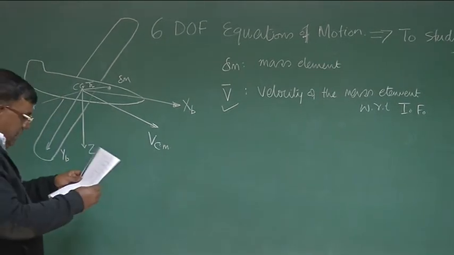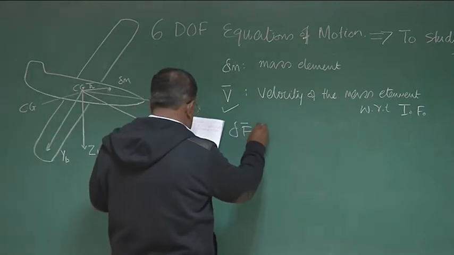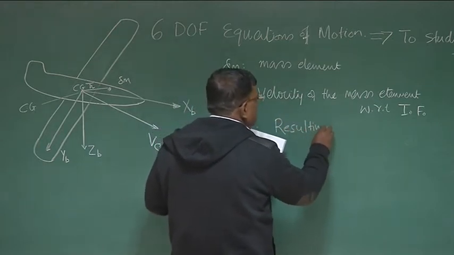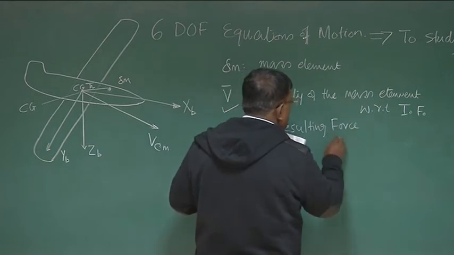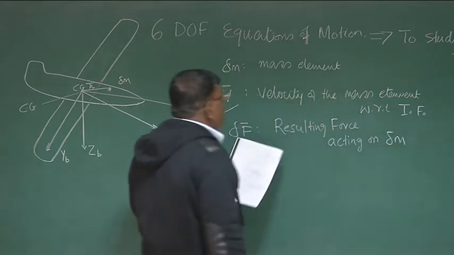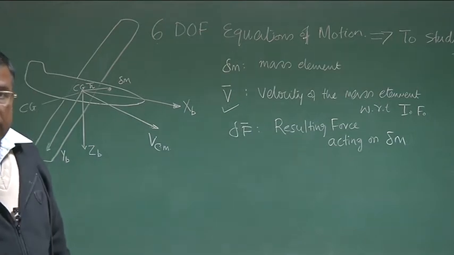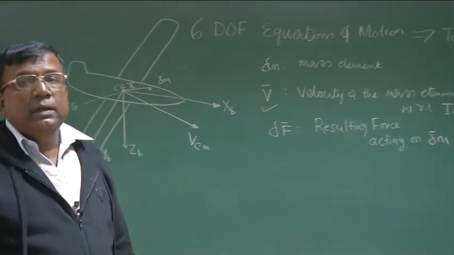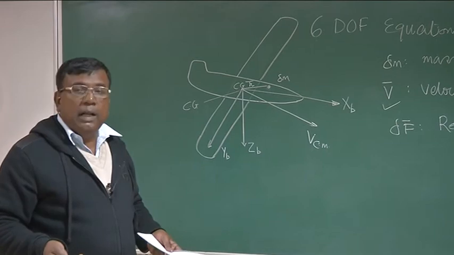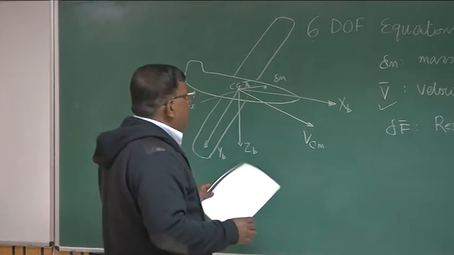Okay. Once I am very clear about it, then I write delta F. Delta F is the resulting force acting on dm. So, what could be these resulting forces? Aerodynamic forces, gravitational forces, right? For an airplane, these are two forces, and propulsive forces will act in general through the propulsion mechanism, either a propeller or a jet engine, right? So, this is the total resulting force acting on dm.